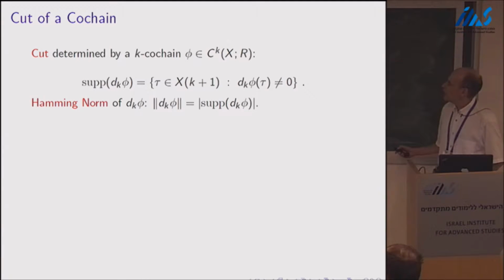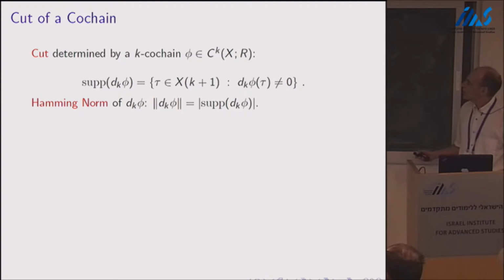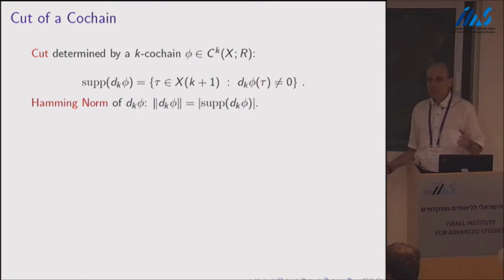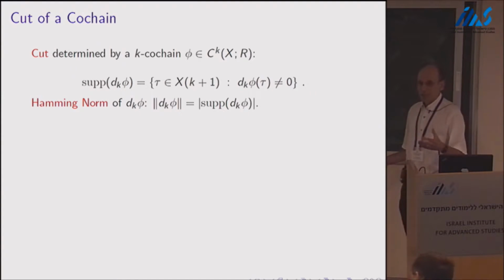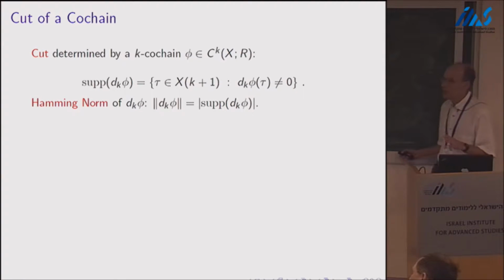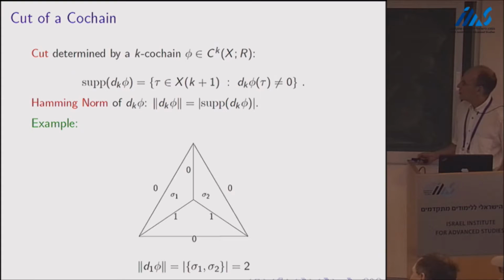Suppose that we have a k cochain, a phi in CkX. You can think of R as Z2, usually Z2 will be sufficient. We look at the support of dk phi. These are all the k plus 1 simplices on which dk phi is non-zero. And now we call the Hamming norm of dk phi, and this is the main difference between the spectral definition and the non-spectral definition, that here we take really the counting norm. We count the number of simplices on which dk phi is non-zero, and this is called the dk phi norm.